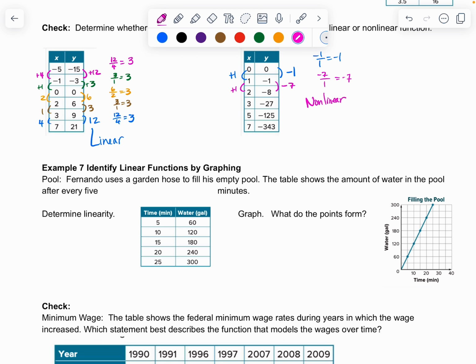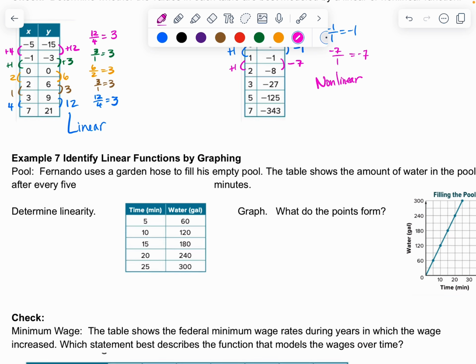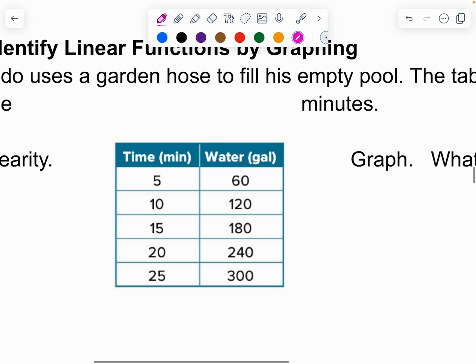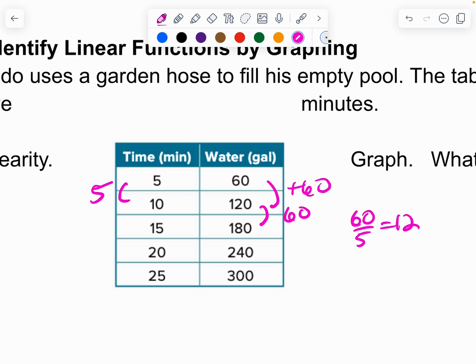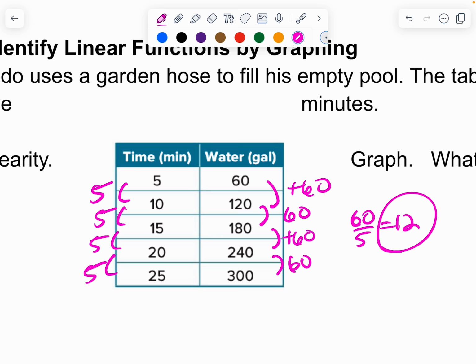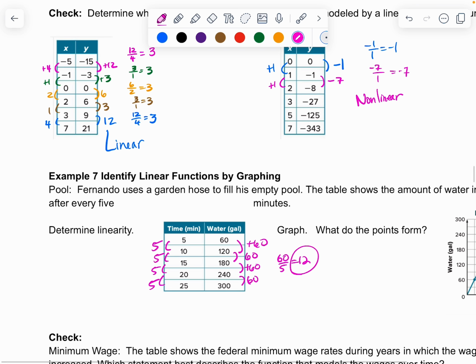Okay, Fernando uses a garden hose to fill the empty pool. The table shows the amount of water in the pool after every 5 minutes. Determine linearity. Okay, so right here it went up by 60 and it went up by 5. So 60 over 5 is 12. This went up by 60. This went up by 5. Went up by 60, went up by 5. Went up by 60, went up by 5. So right here, its slope is 12. There's a constant rate of change.